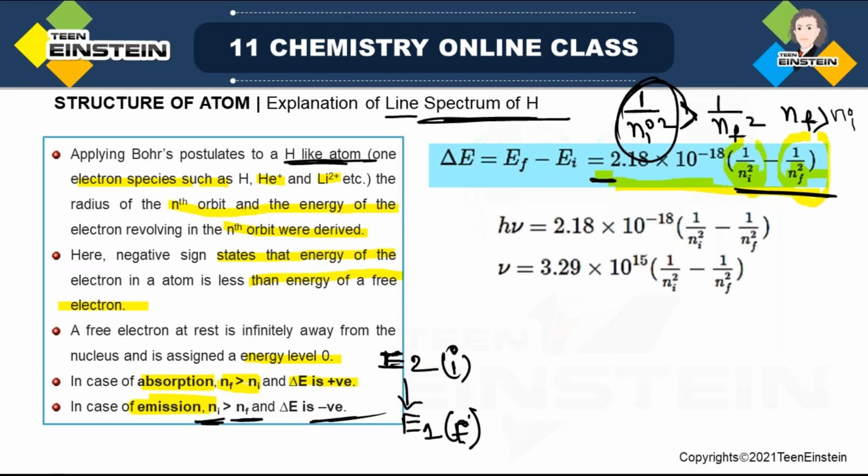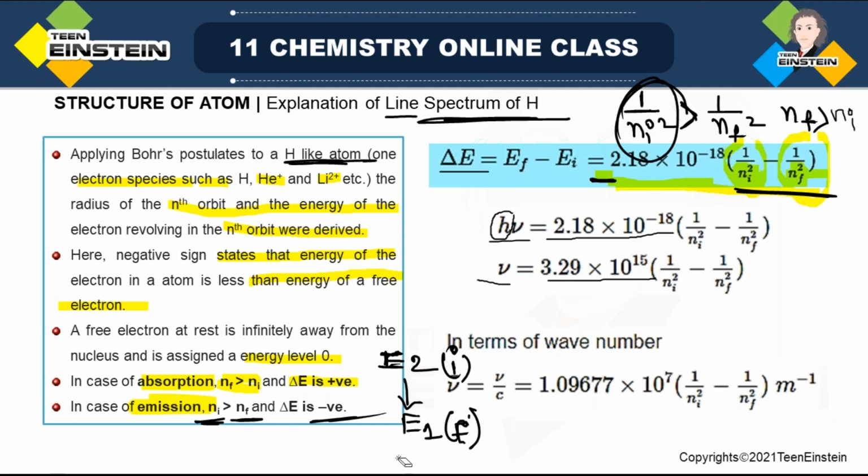If I write, instead of delta E, you can also write h nu on the left hand side. Rest of the part, there is no change. Now nu will be equal to, just divide this total term by h, Planck's constant. Then you will get something like this. Fine. Another relationship is also important.